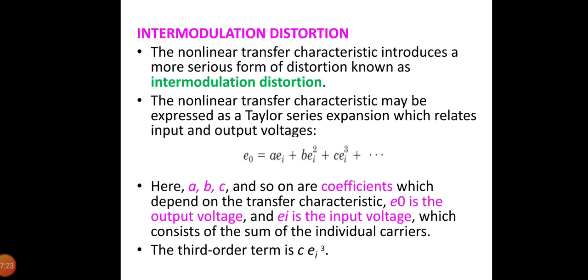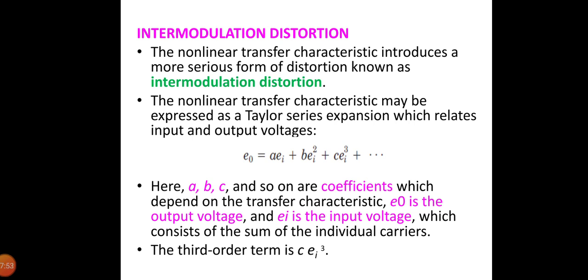The nonlinear transfer characteristic may be expressed as a Taylor series expansion, which relates the input and output voltages. The output voltage can be given by E0 = A·Ei + B·Ei² + C·Ei³ and so on, where A, B, C are coefficients which depend on the transfer characteristic, E0 is the output voltage, and Ei is the input voltage, which consists of the sum of the individual carriers.